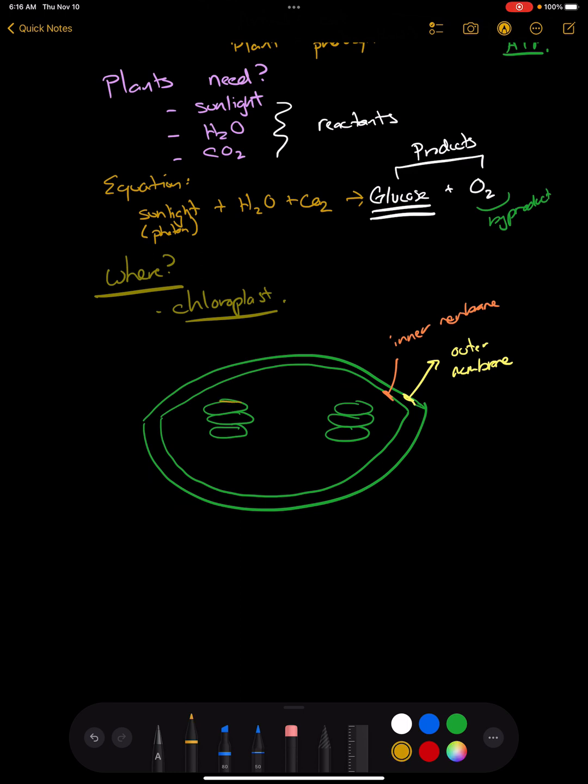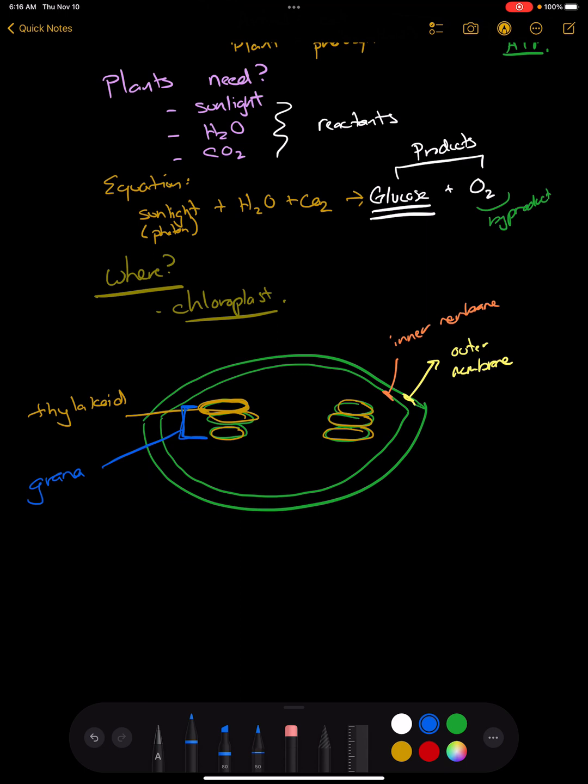And then one of these discs, I'm just going to highlight one. This one disc is called a thylakoid. Okay, thylakoid. So each one of those discs, like this disc and this one, these are all thylakoids. And then when you stack them up together like this, when you have a stack of these discs, this is called a grana.